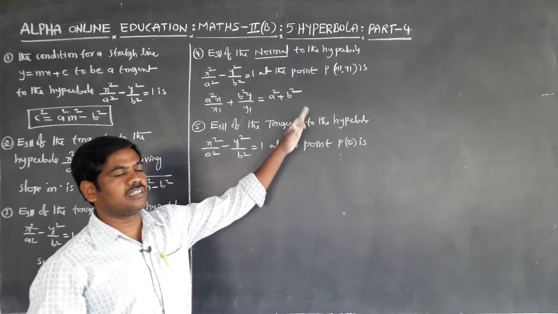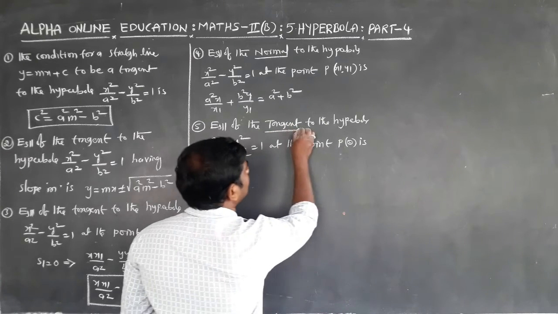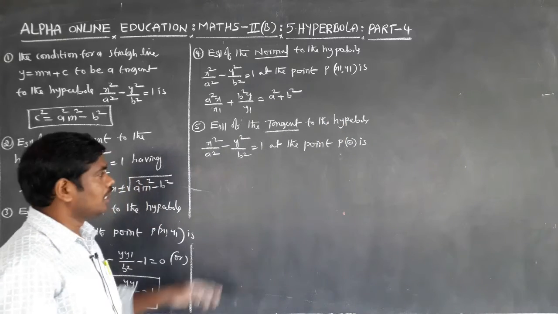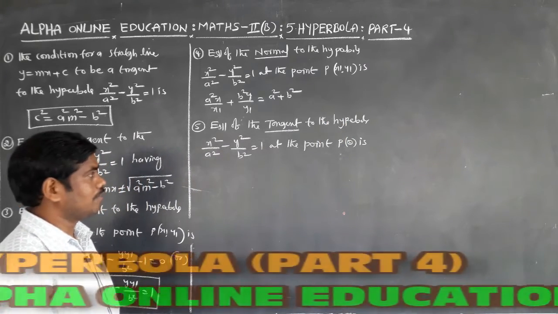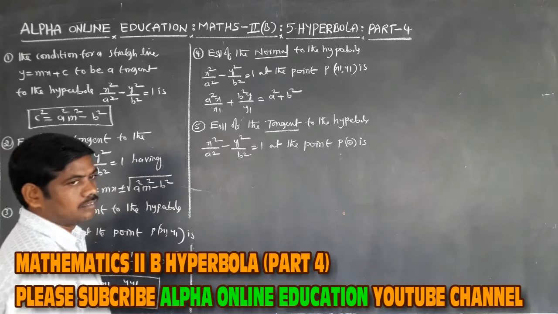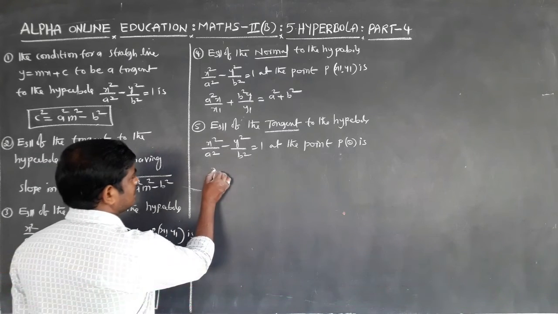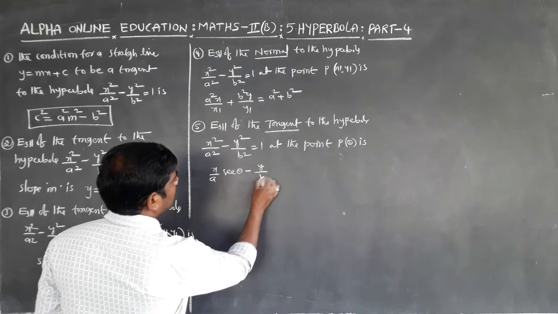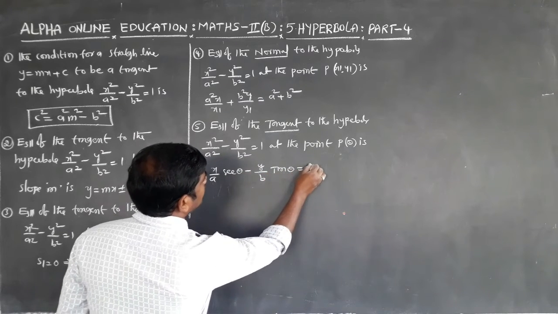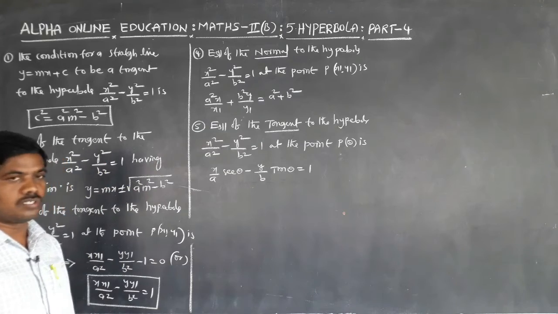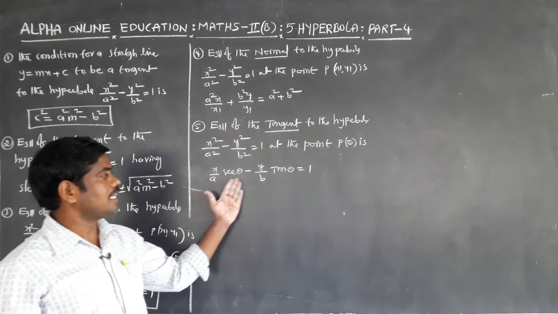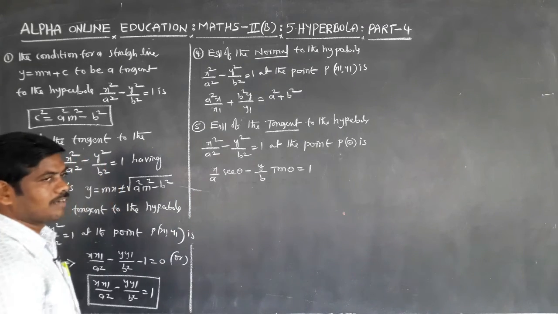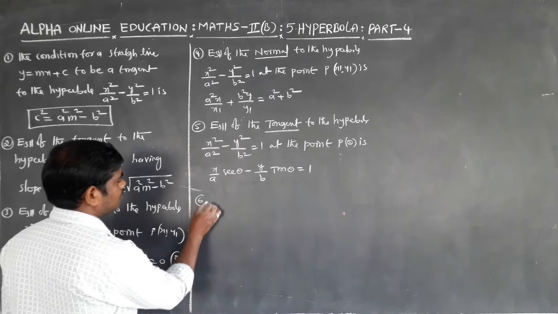Here the equation of the tangent to the hyperbola x square by a square minus y square by b square equal to 1 at the point P of theta is x by a secant theta minus y by b tan theta is equal to 1.